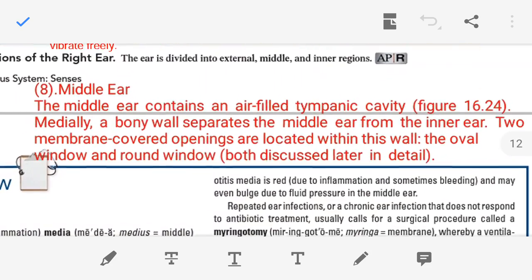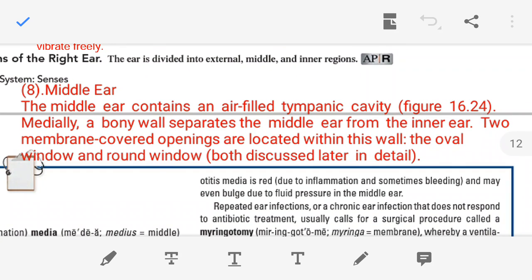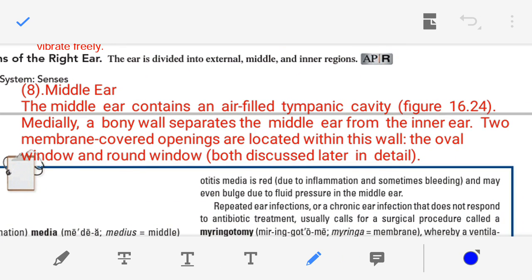So, the middle ear. See the theory points, the numbering. I have given the numbering in continuation with our previous lecture. In the previous lecture, external ear, we covered 7 points. So today this is the 8th point.